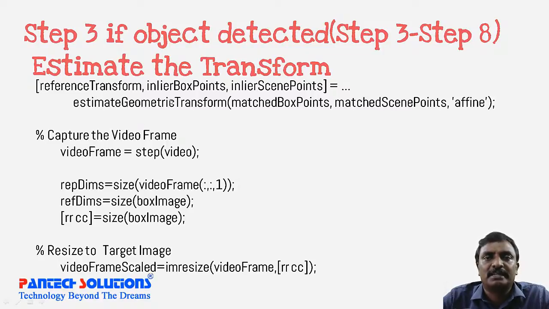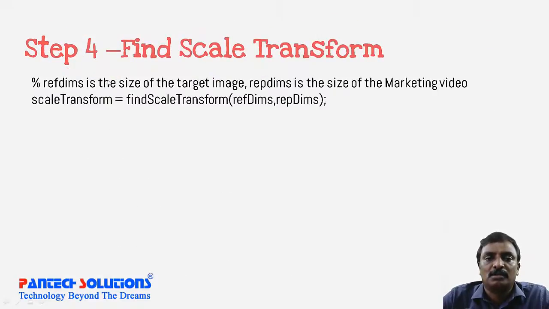Then to estimate the geometric transform is to create a reference transform where you will have the matched box points and the matched scene points. Create the reference transform here, and find the scale transform, and these ref dims and rep dims are nothing but the size of the video frame and the size of the ID card, like the target image.